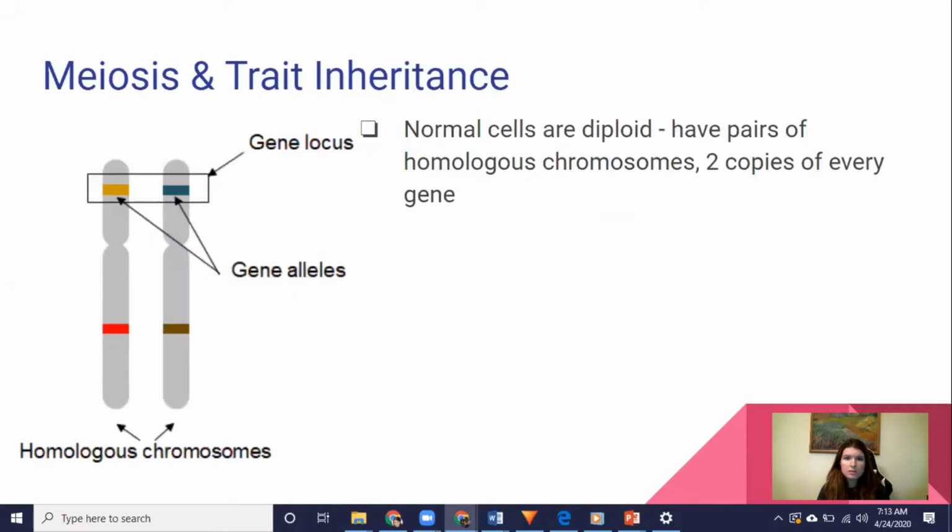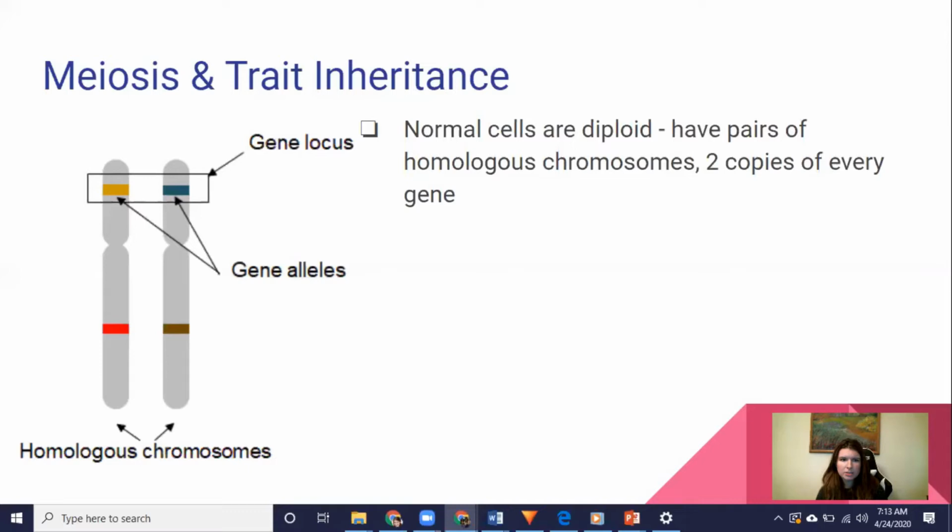So normal cells, normal autosomal cells, cells in all the parts of your body except for sex cells, have pairs of homologous chromosomes. So we have chromosomes 1 through 23 in humans. For every single one of those chromosomes, you have two copies. And those two copies, those two homologous chromosomes, are slightly different. So they have slightly different versions of genes. And these different versions we call alleles.